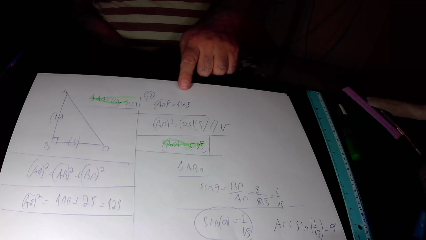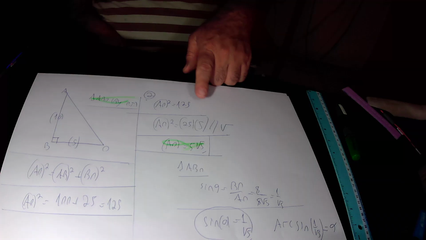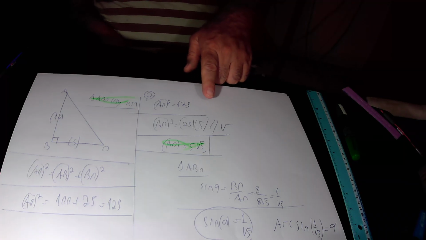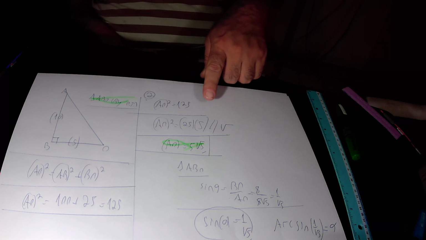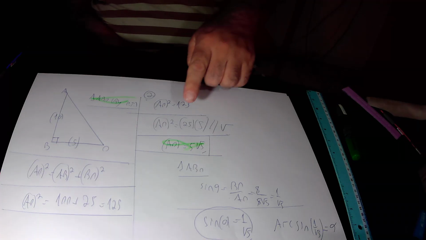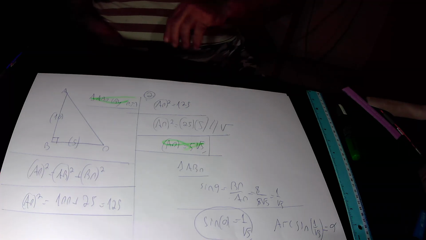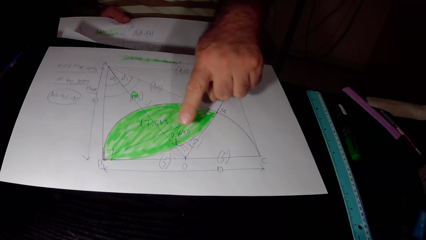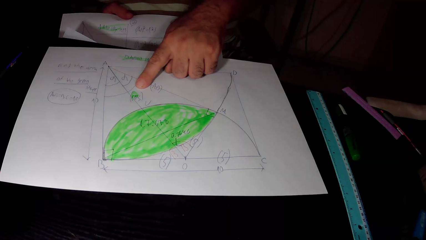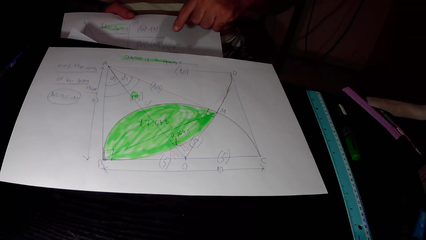Here we substitute 125 by 25 times 5, so AO squared equals 25 times 5. Here we took 25 out of the root and found that AO equals the square root of 25, which is 5, and inside the root we are left only with 5. So in total we found that AO equals 5 times square root of 5 units in length. This is side AO, equal to 5 times square root of 5 units in length.